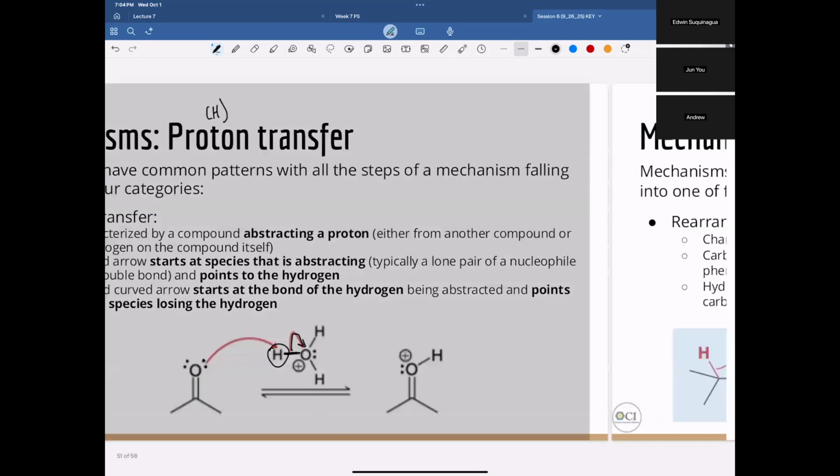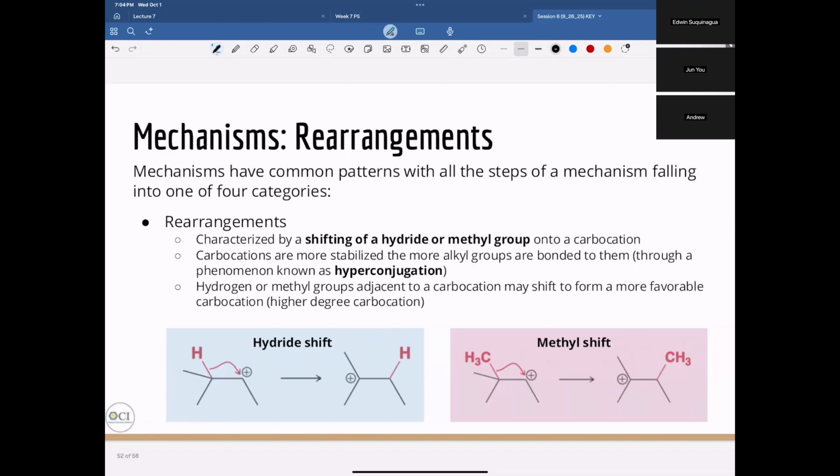Okay. Last one is going to be rearrangements. As the name suggests, this is when a molecule is literally going to rearrange itself so that it can have a better carbocation. So rearrangement, it's all about getting a better carbocation. There's two types of rearrangements that we can do. We can have a hydride shift or a methyl shift.